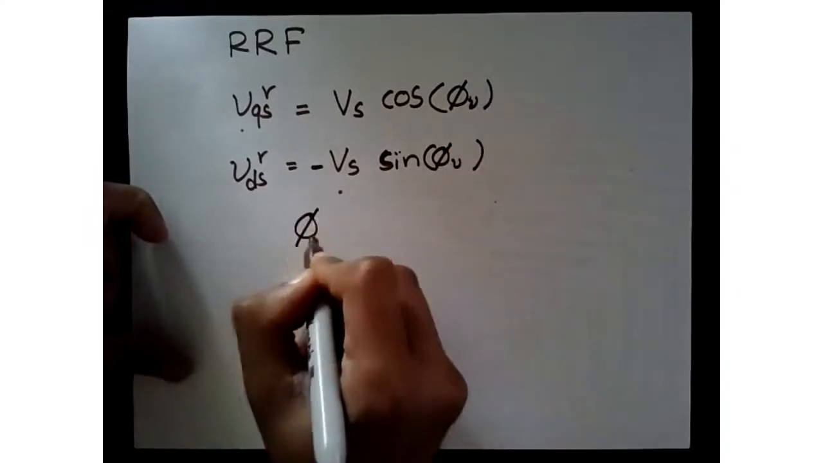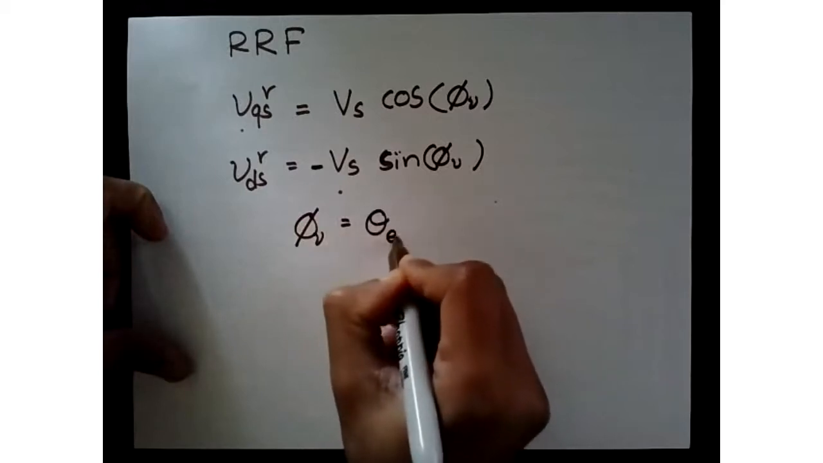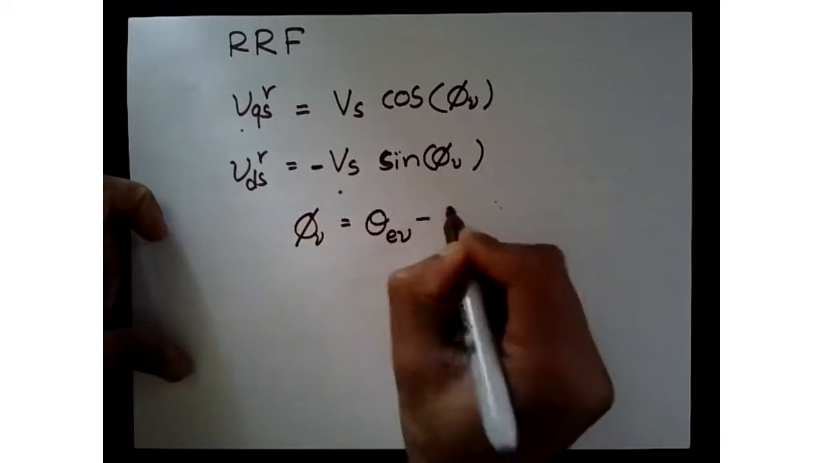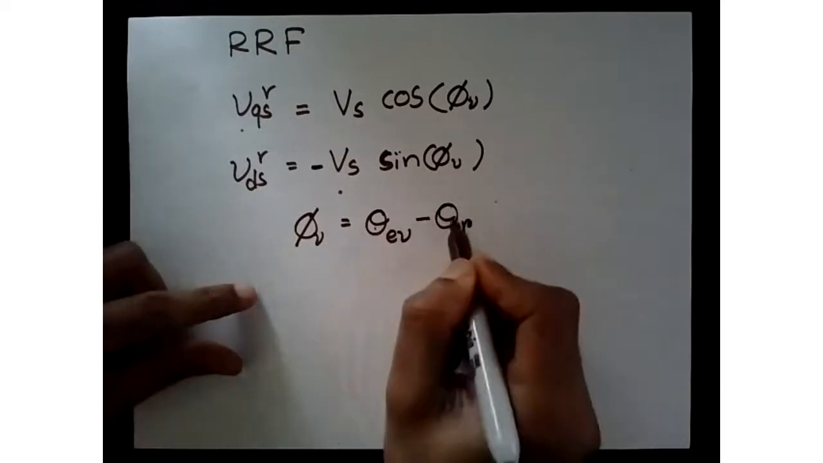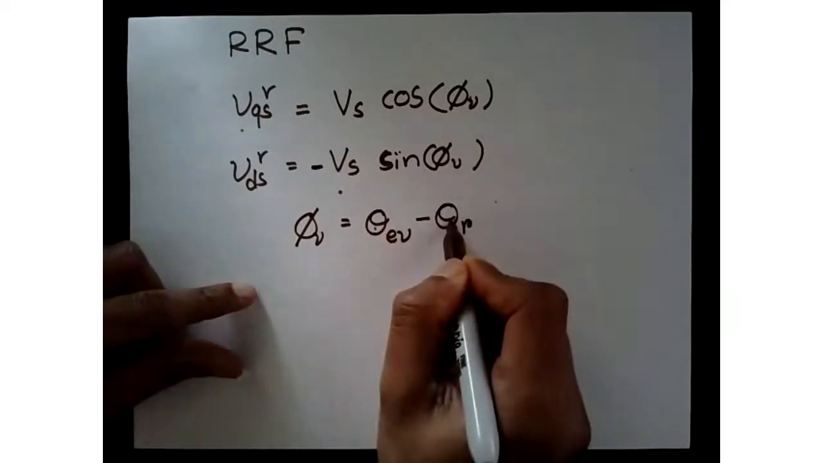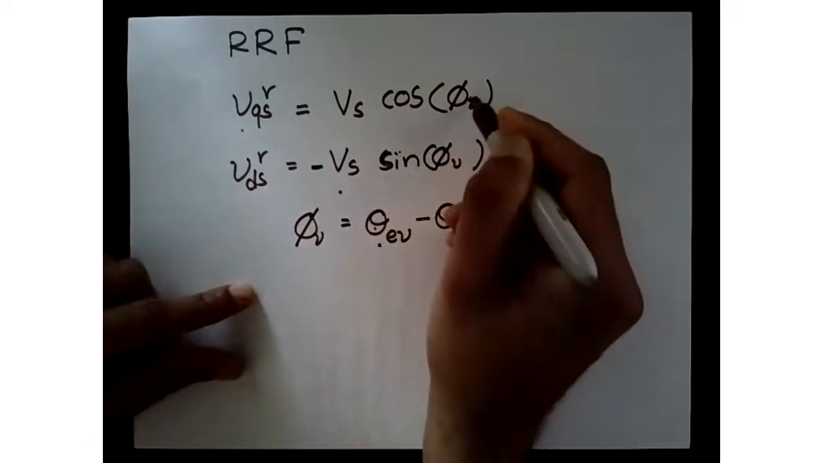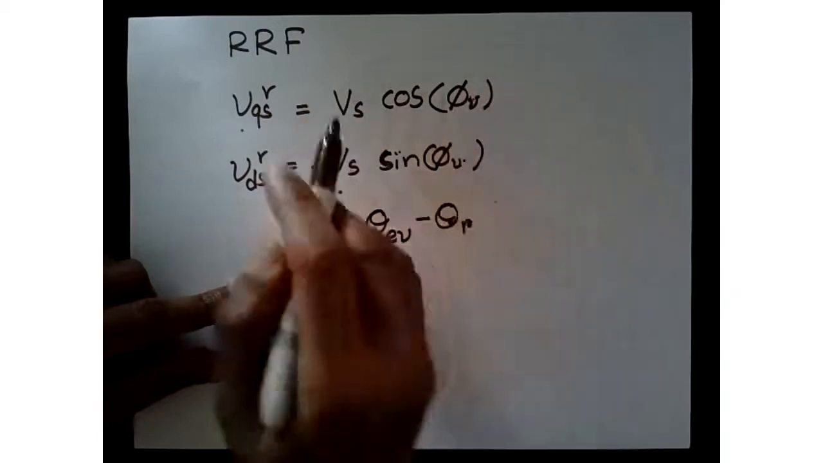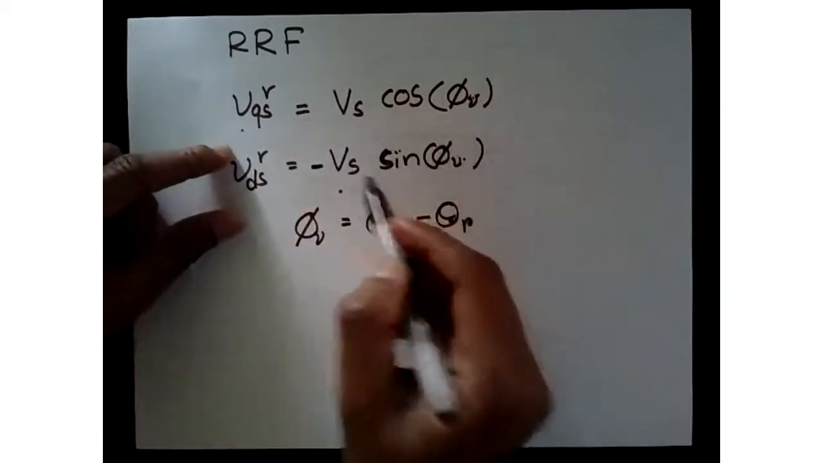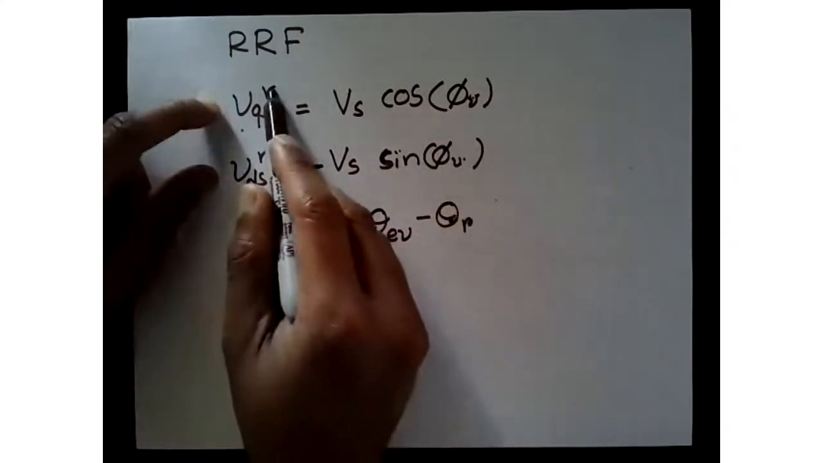This is the angle. The phi V is basically the angle between theta EV and theta R. So if there is a difference between the rotor angle or rotor position and the applied voltage angle, that will introduce the phase shift. Now, once you transform, it becomes a magnitude, right? So it'll be a factor that will apply to VQ and VD.